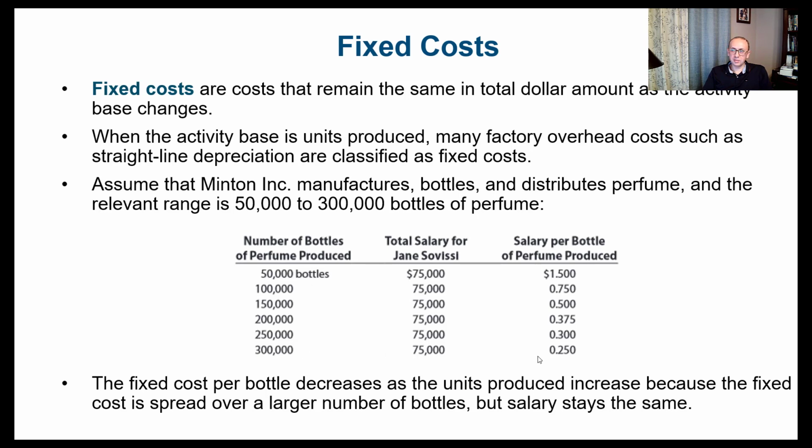But if you look at the salary per bottle of perfume produced, it will keep going down as the production increases. And that's why sometimes for these companies, when they produce more, they have much more advantage, especially with fixed cost. So the fixed cost per bottle decreases as the units produced increase, because the fixed cost is spread over a larger number of bottles, but the salary stays the same. And that's an important thing to keep in mind.